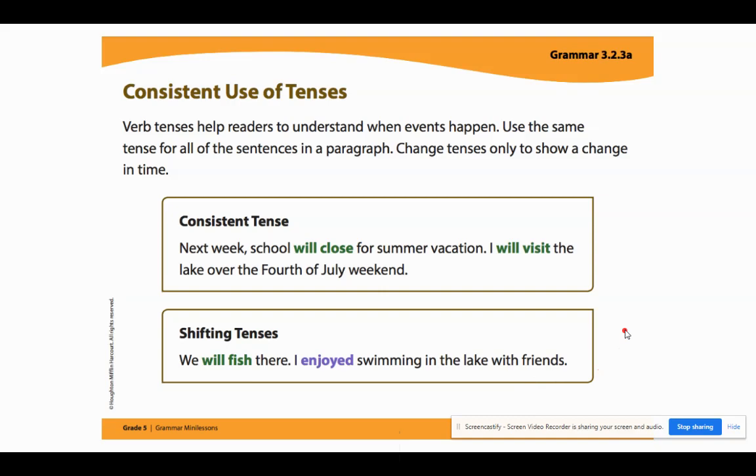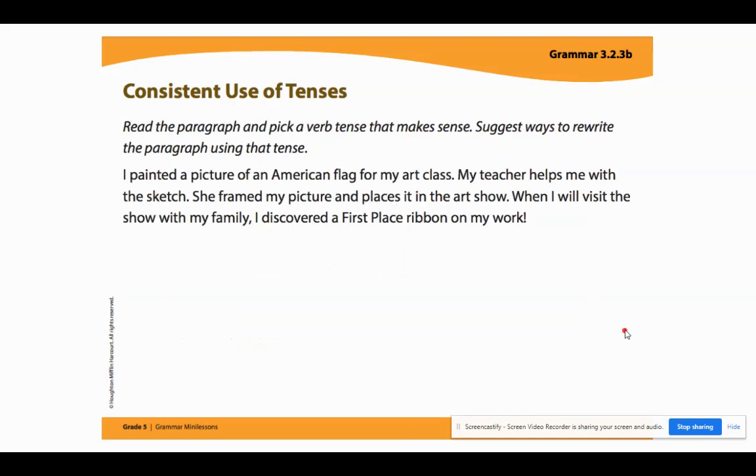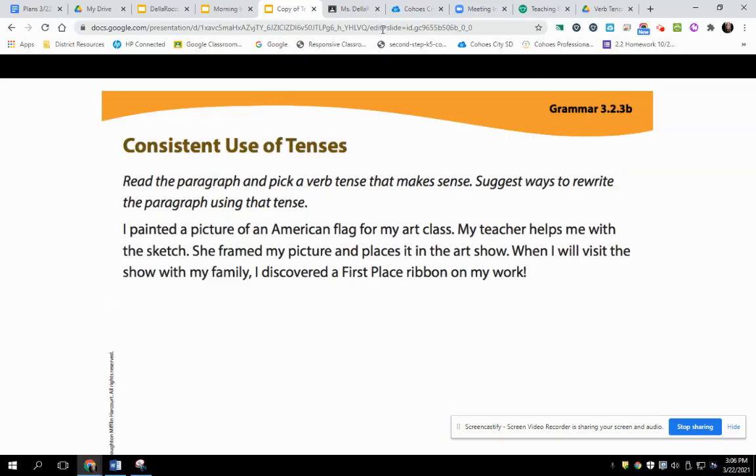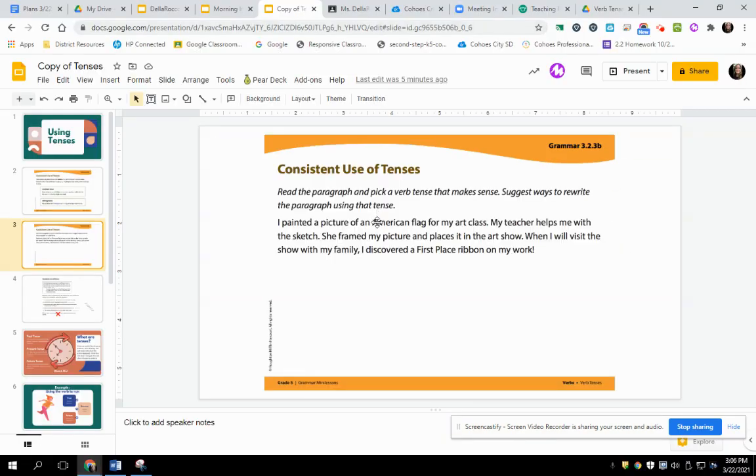Let's take a look at the next slide. So it says, read the paragraph and pick a verb tense that makes sense. Suggest ways to rewrite the paragraph using that tense. So this example is going to be more guided. Let's read the paragraph.